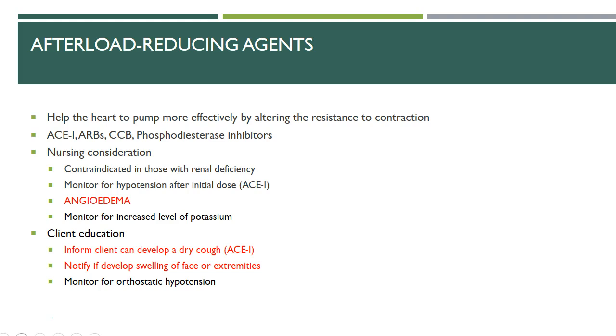Our afterload reducing agents, so our ACE inhibitors, our ARBs, our calcium channel blockers, our phosphodiesterase inhibitors. Contraindications or considerations for these is they're contraindicated if you have some kind of renal issue. We want to always monitor for hypotension. All of these can lower our blood pressure.